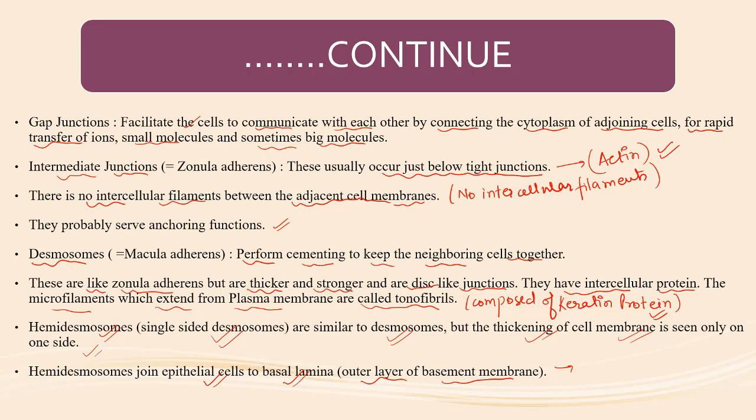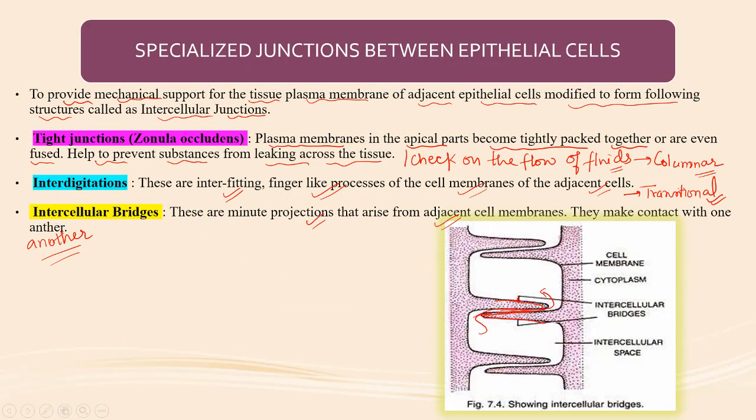So these are gap junctions, intermediate junctions, also known as zonula adherens. Desmosomes are also known as macula adherens, and then hemidesmosomes. I'll make you revise. First is the intercellular junctions. Intercellular junctions are of the following types, as in the previous slide.